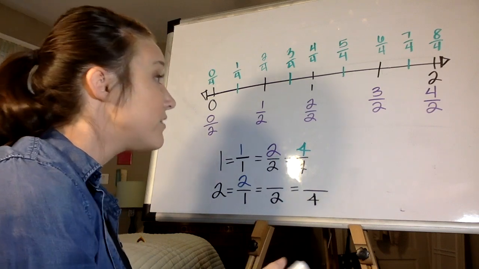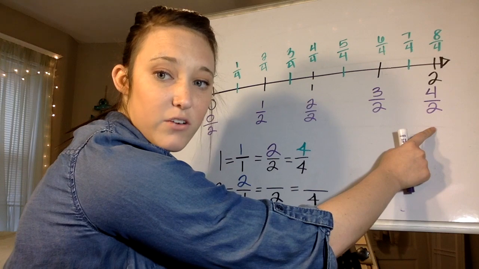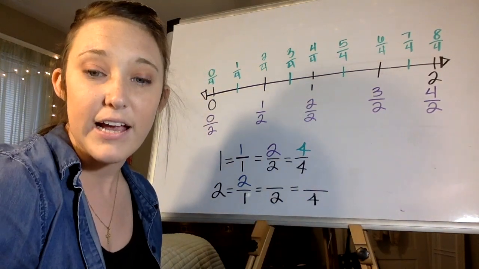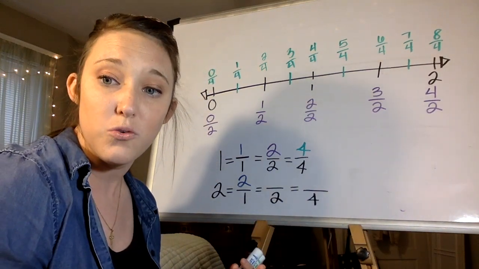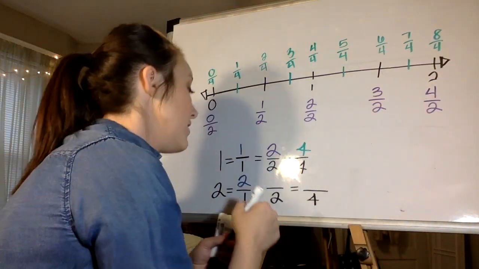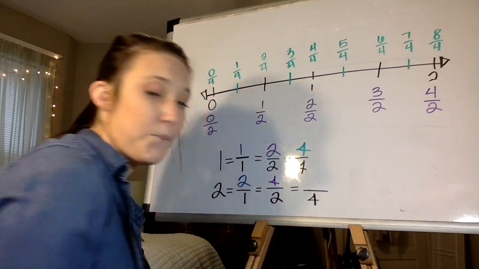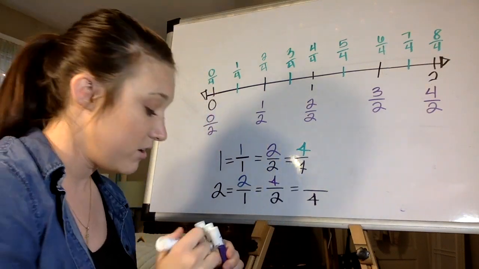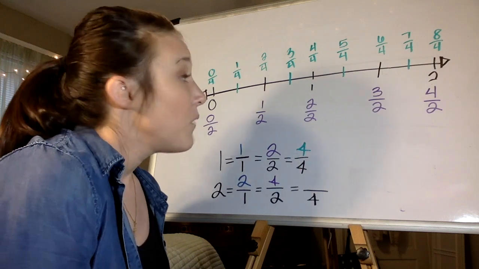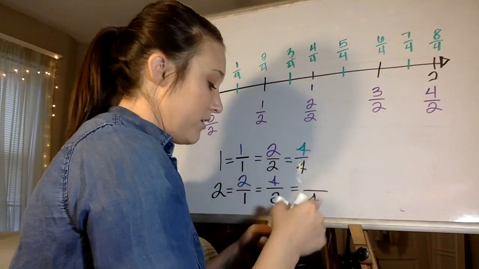Okay, so I'm going to find my 2 wholes right here, and I'm going to look at that fraction. Okay, how many halves did I have to equal 2? I had 4 halves. I was looking right here, and I have 4 halves. Okay, so that's 4. Then I'm looking again at my fourths. So I'm going to go back to where my 2 wholes was.